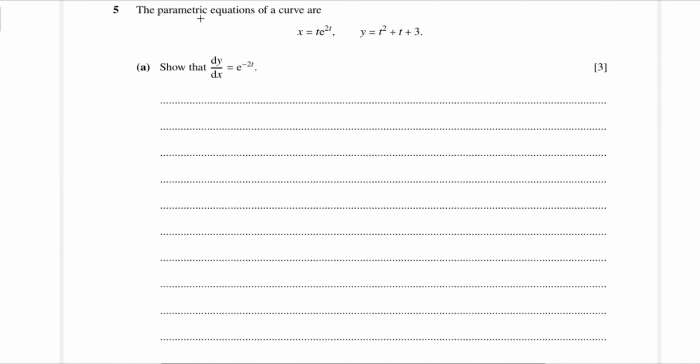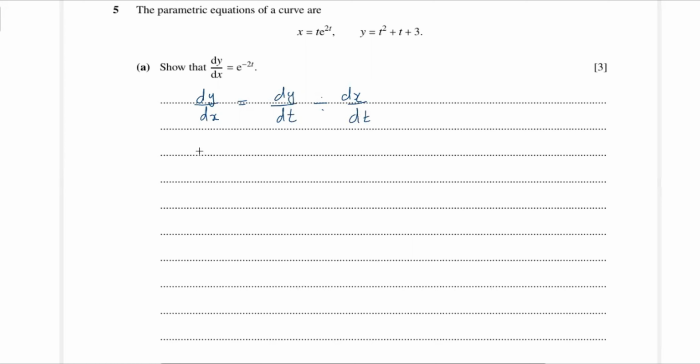Now question 5. The parametric equations of a curve are x equal to t e power 2t, y equal to t squared plus t plus 3. Show that dy over dx equal to e power minus 2t. Now we can write that dy over dx will be equal to dy over dt divided by dx over dt.